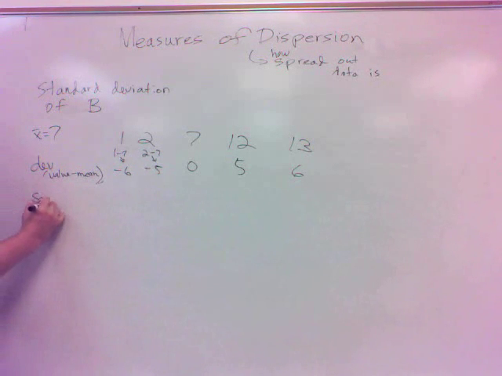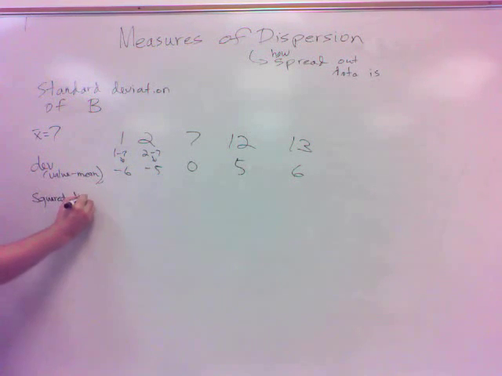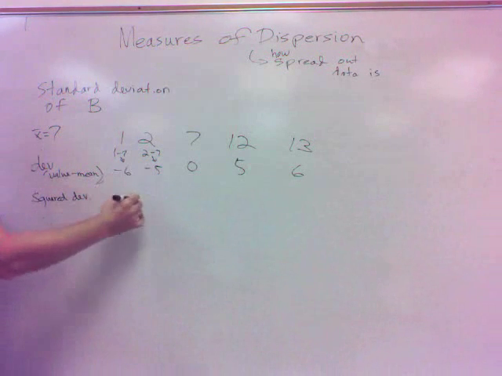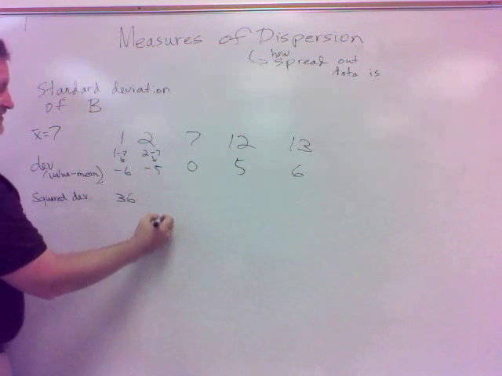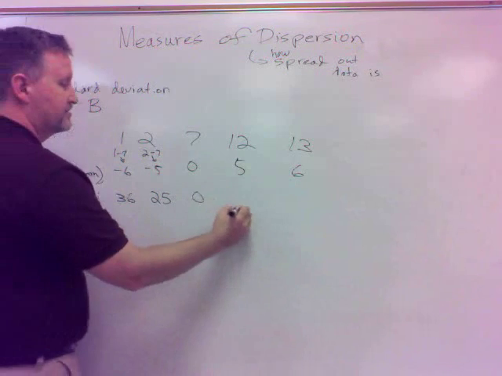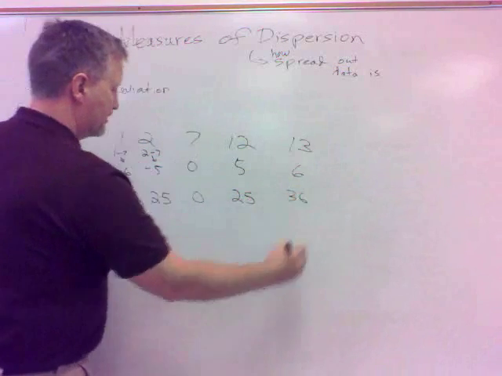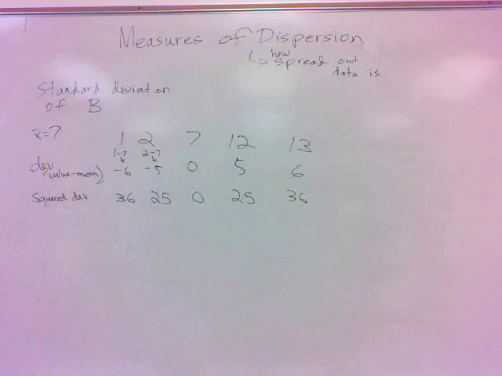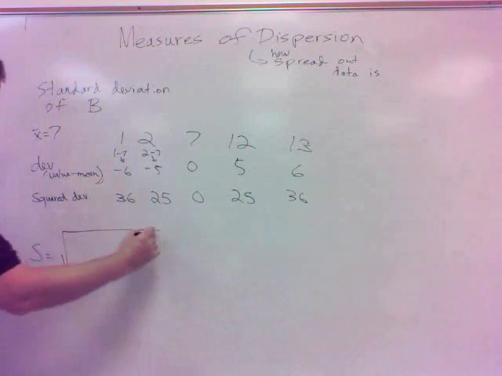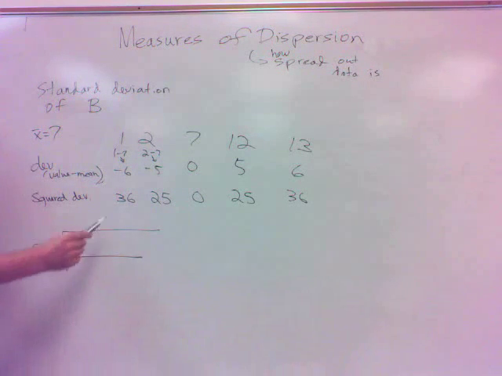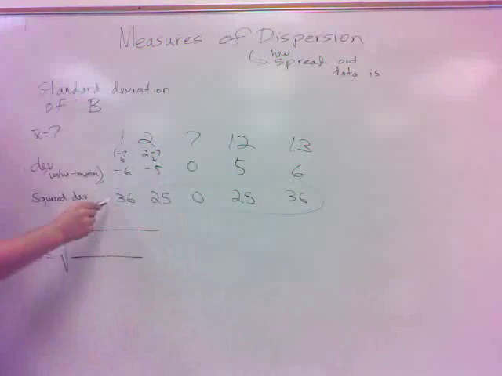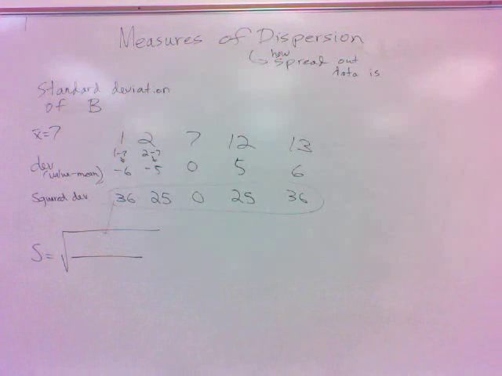Square them. Square deviations. Negative 6 times negative 6 is positive 36. Negative 5 times negative 5 is positive 25. 0 times 0, 5 times 5, and 6 times 6. 36, 25, 0, 25, 36. Okay? Now let's put that in our formula. What do we do to get S, the standard deviation? Well, we do the square root of what goes on top. Total of these, right? Add 36 and 25 and 0 and 25 and 36.